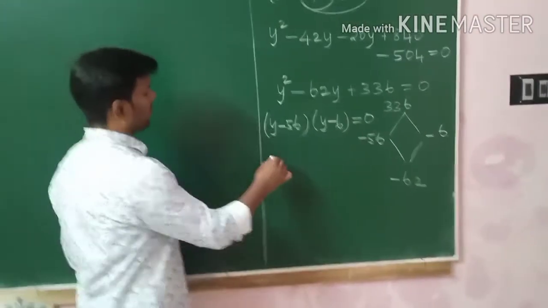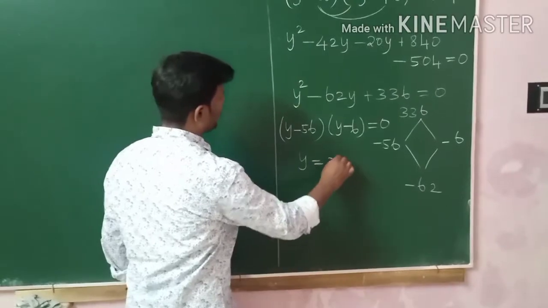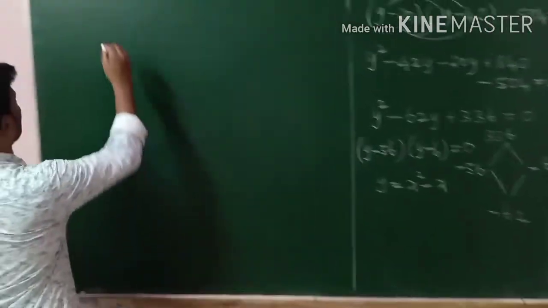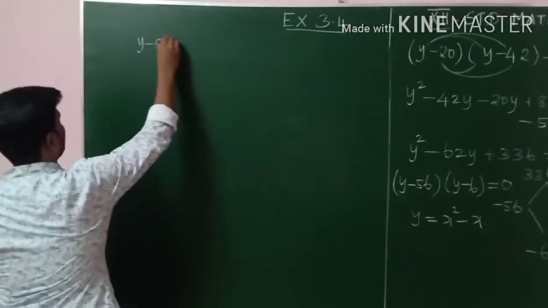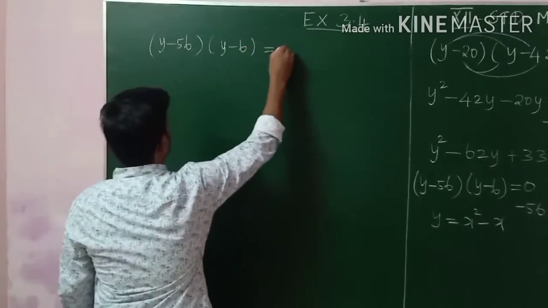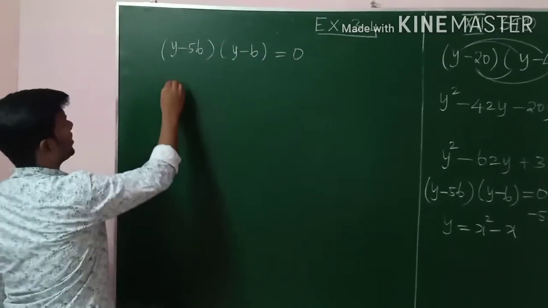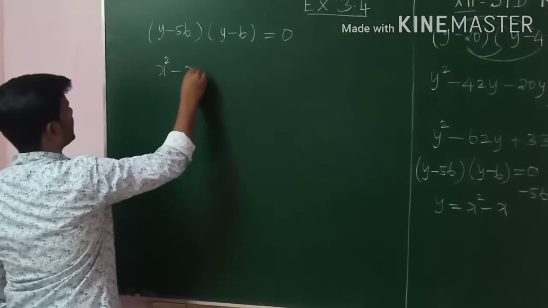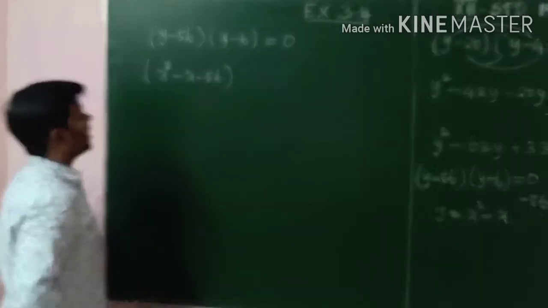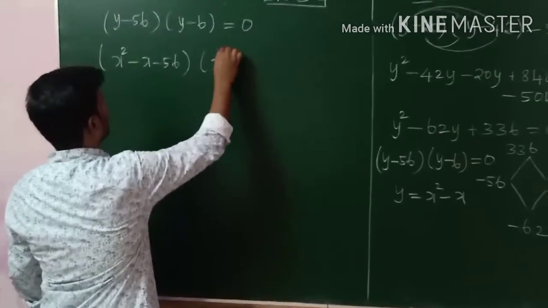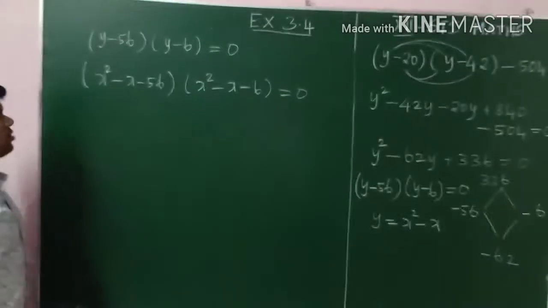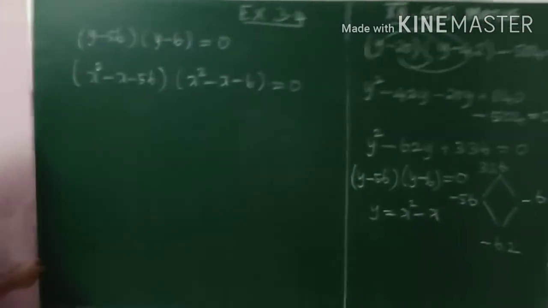But what is the value of y? We have taken y as what? y is equal to x square minus x. So we can replace this. So (y minus 56)(y minus 6) equal to 0. So we can replace y with x square minus x: x square minus x minus 56, and x square minus x minus 6 equal to 0. So now again we are getting two quadratic polynomials.